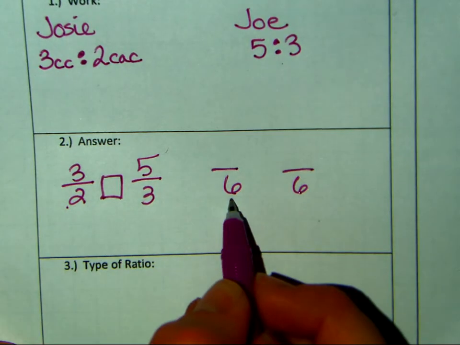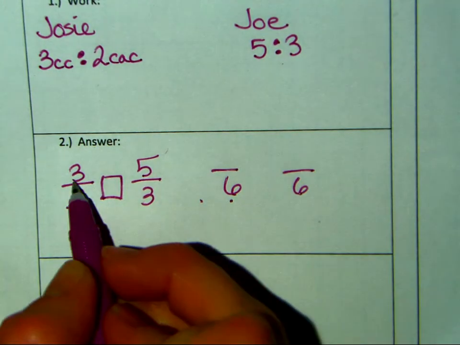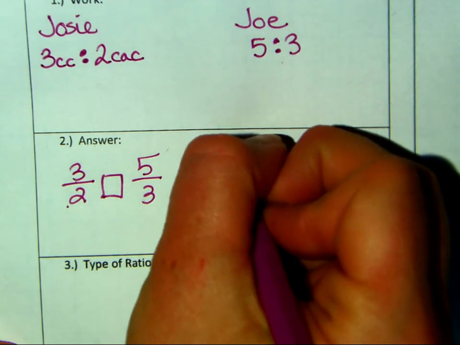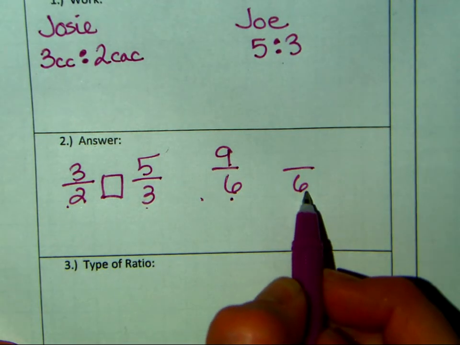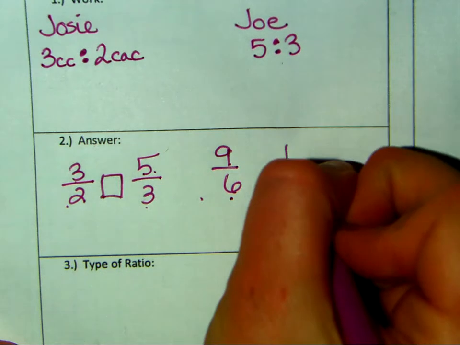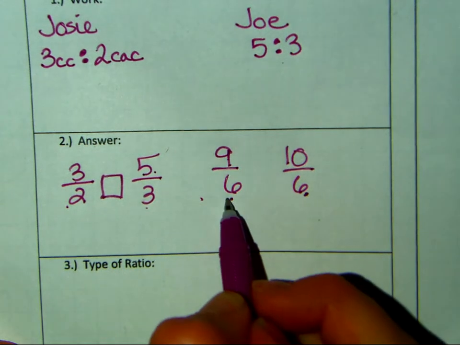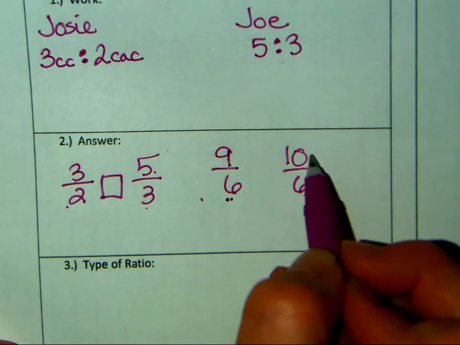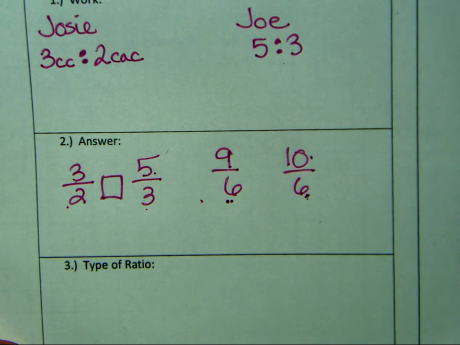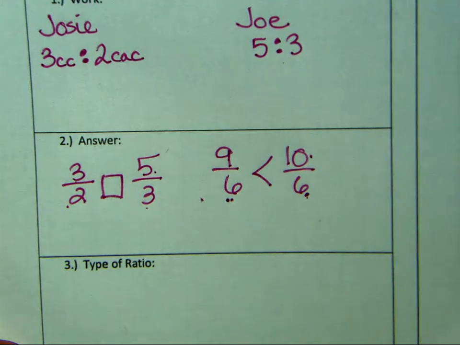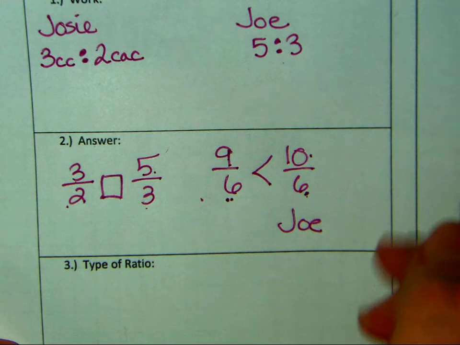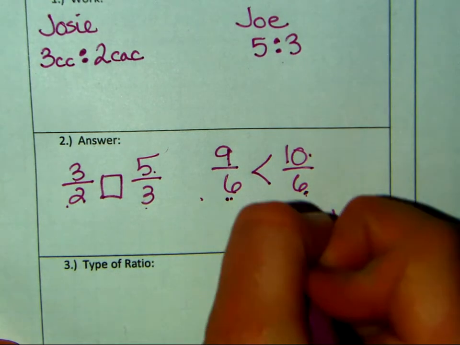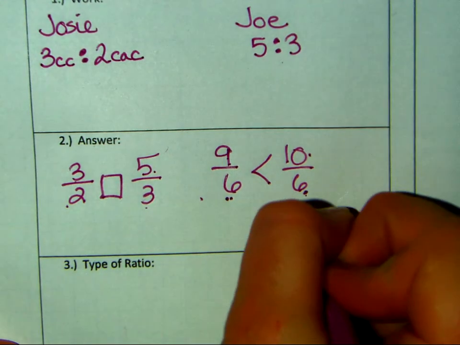So 6, 6. 2 goes into 6 3 times. 3 times 3 is, class? 9. 3 goes into 6 how many times? 2. 2 times 5? 10. Is 9 pieces of 6 smaller or bigger than 10 pieces of 6? Smaller. So this one is bigger. So Joe has a bigger ratio.